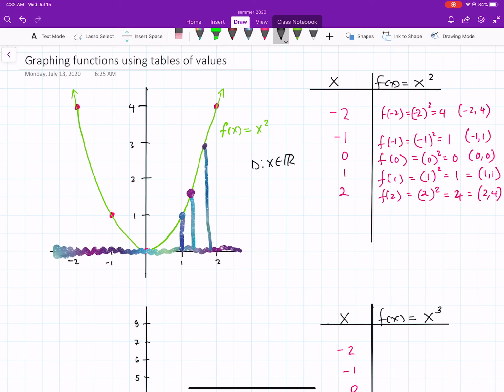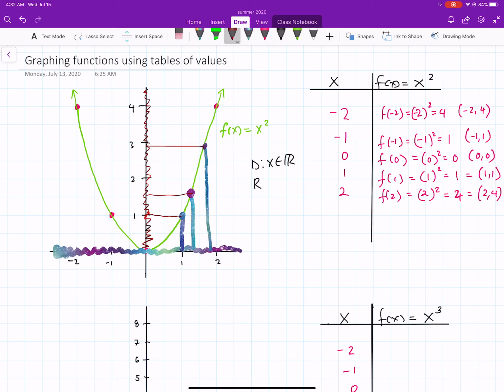Well, how about the range? The range describes all the possible y values. And for this, what are the possible y values? For every x, it has a corresponding y value.